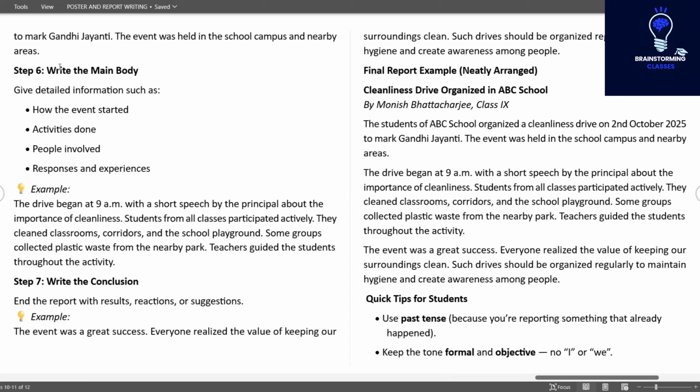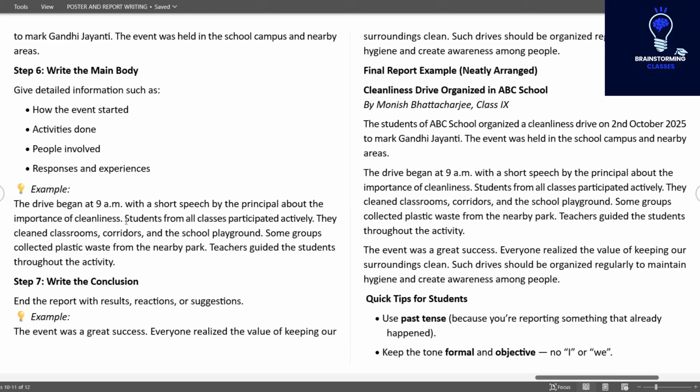Then write the main body. It is very important to understand that in the main body, you have to give how the event started, what activities you did during that event, who the people involved were, and the responses and experiences. Suppose the drive began at 9 a.m. with a short speech by the principal about the importance of cleanliness.